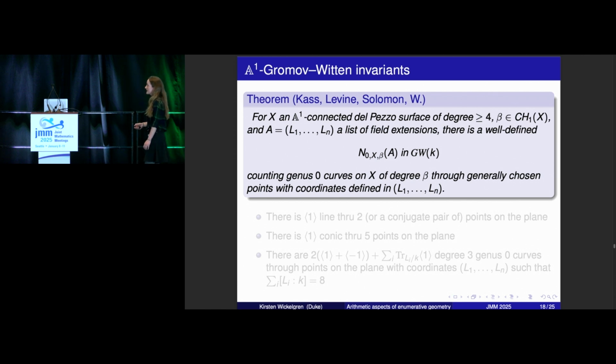so these are things like P2 and P2 blown up at less than or equal to 5 points, and their twists. And then this beta is still the degree. It's like that class in H2. Think of it as the degree of a curve, like in algebraic geometry. And now we have point conditions.